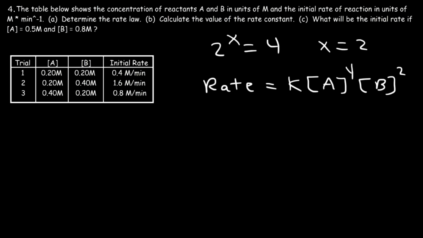So notice that if we pick trials 1 and 3, A doubles from 0.20 to 0.40, but B is held constant. And notice what happens to the rate. The rate doubles from 0.4 to 0.8. So since A doubles, we're going to put a 2, and the rate doubles, we put a 2. So 2 is the same as 2 to the first power. So y is equal to 1. So it's first order with respect to A.